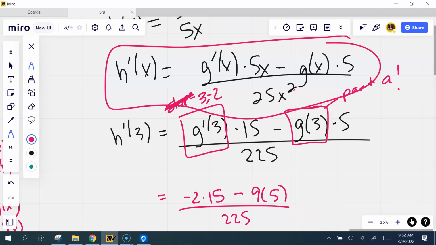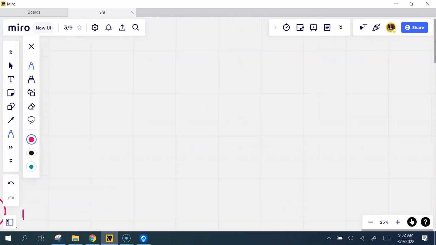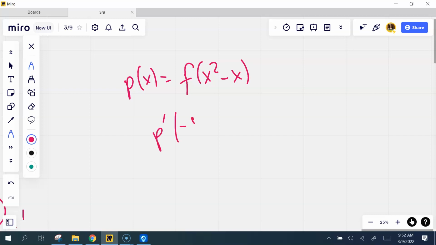Very last one, which is D, it's worth 3 points. The function P is defined by, this is a heavily tested derivative, P of x is f of x squared minus x. It says find the slope of the line tangent to the graph of P where x equals -1. All you're finding is the slope. All I need is P prime of -1. That's it.